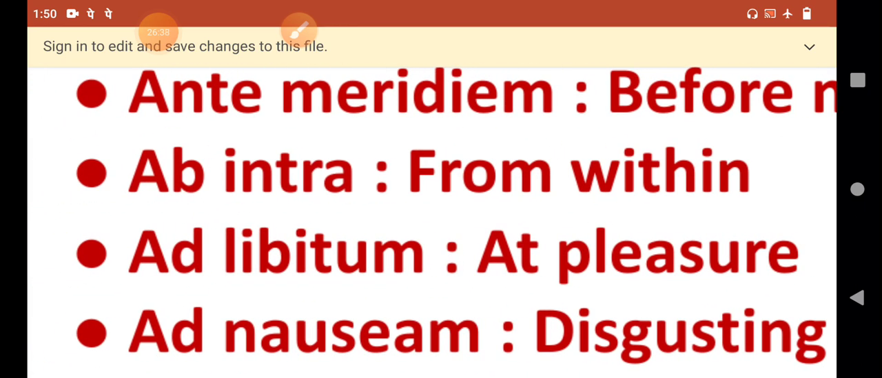And then the next word is ab intra. What is the meaning of ab intra? Ab intra means from within, from inside. We have to understand internally. From within means, intra means within our soul, our heart.